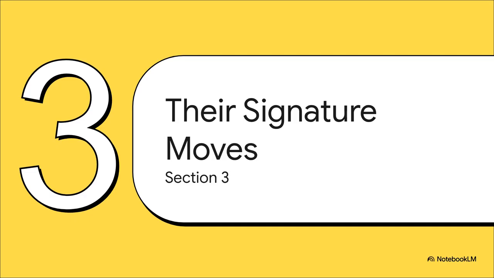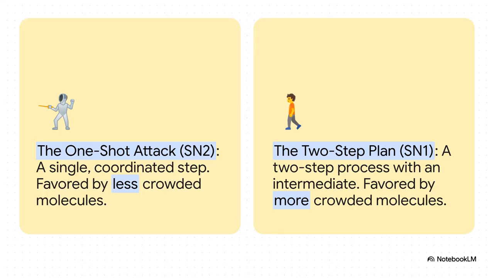Section 3, their signature moves. So we know what they look like, but what do they actually do? Well, their go-to move, their specialty, is a reaction called nucleophilic substitution. Now, when these molecules get into a reaction, they basically face a choice, a fork in the road. They can take one of two paths. There's the SN2 path, which is like a swift, one-shot attack. And then there's the SN1 path, a more patient, two-step plan. And what decides which path it takes? It's the molecule's own shape.